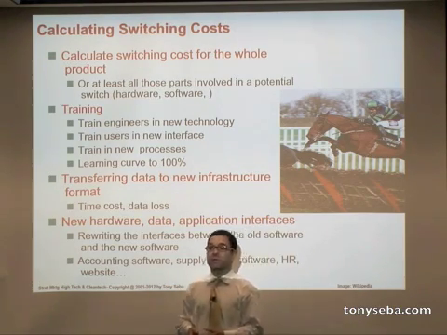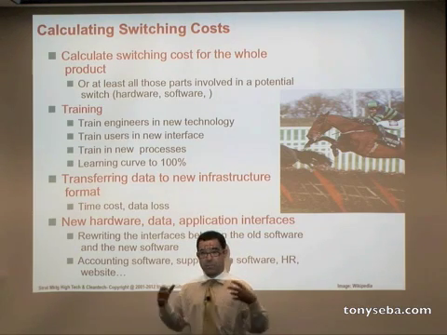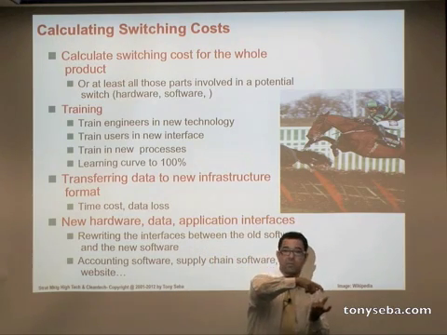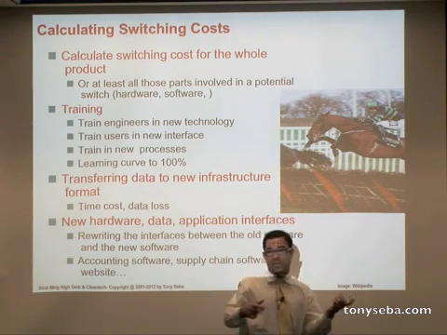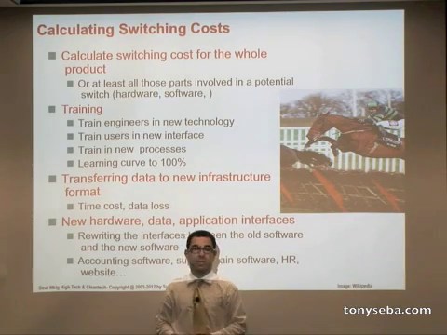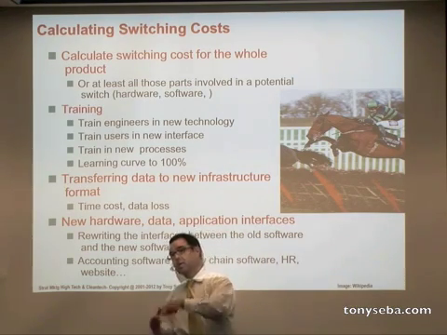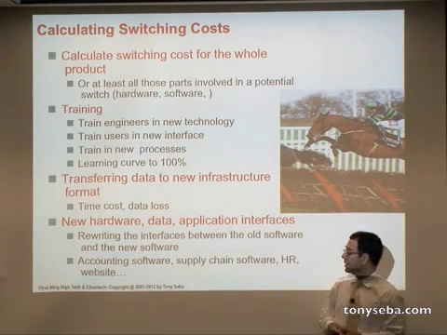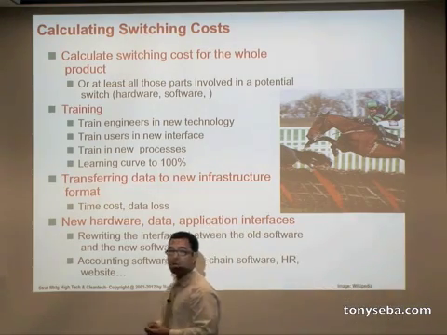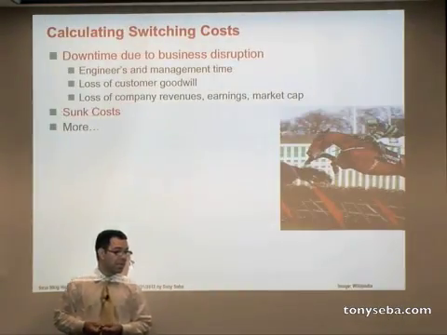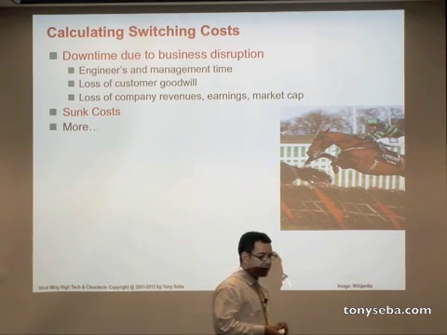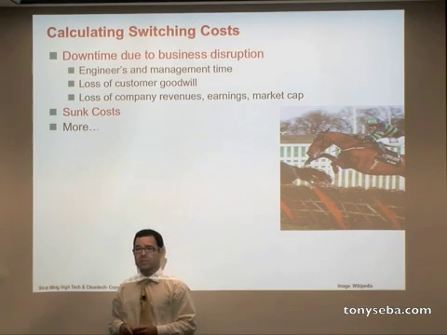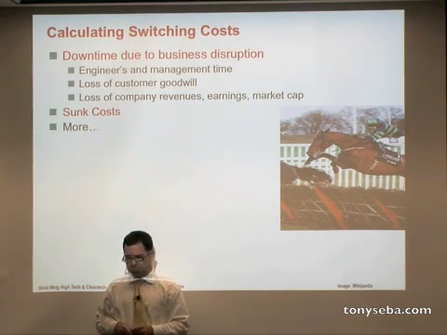New application interfaces. People write software and hardware and whatnot to interface with old standards and interfaces. If you introduce a new API, then it's going to take money and time and engineering and all that to get going into that new infrastructure, API. Downtime due to business disruption, and this is huge for large businesses.